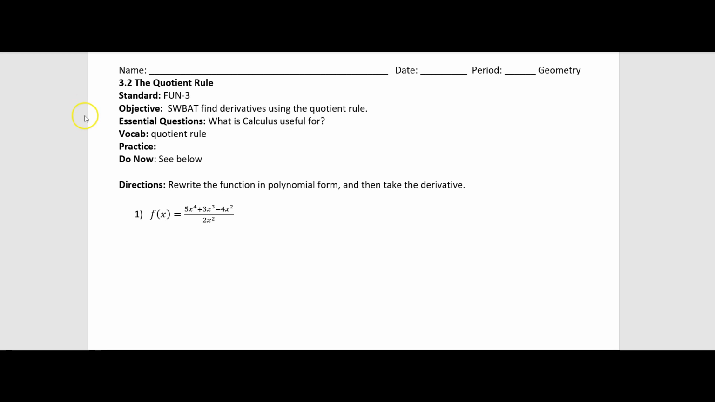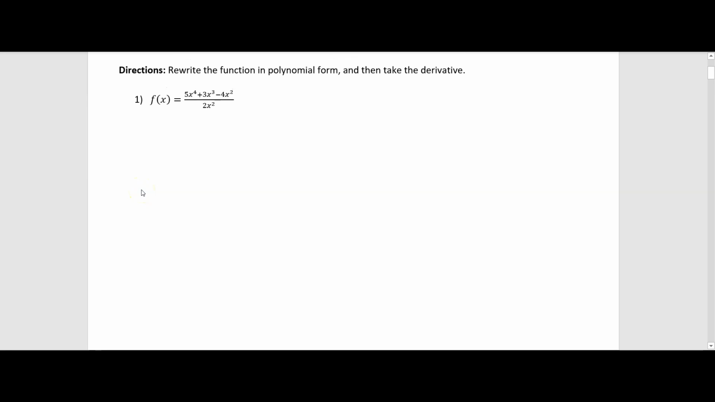Before we get there though, let's do a little warm-up problem. So you're going to rewrite this function in polynomial form and then take the derivative. So pause the video, give this a shot, and then come on back.